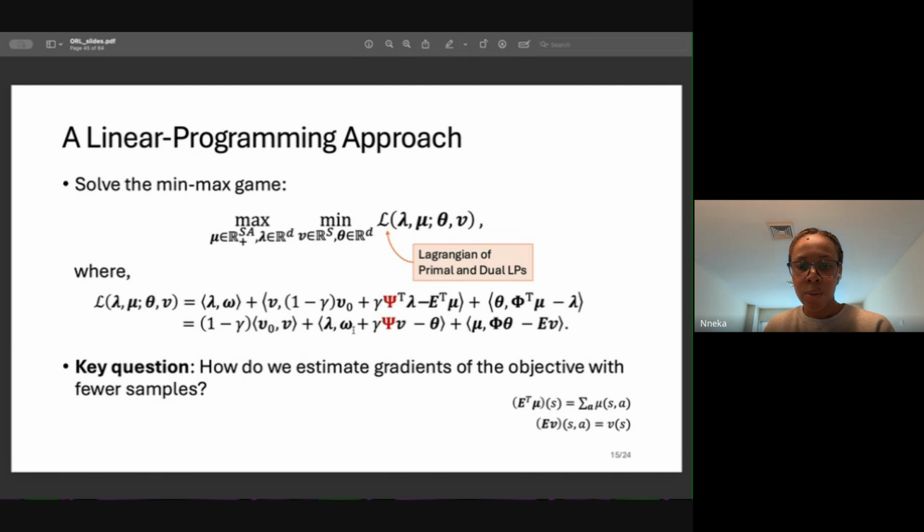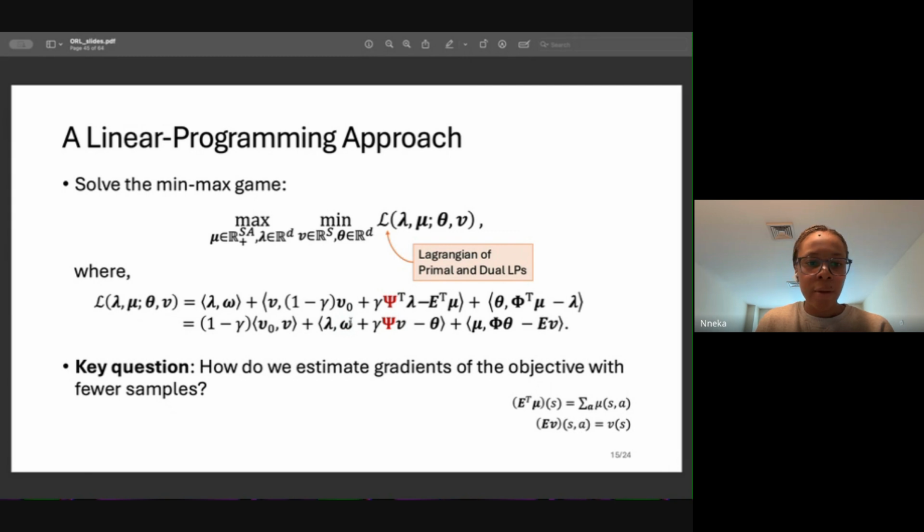And so what I would like to mention is that moving forward, I would assume that the weights corresponding to the reward vector is known or can be estimated, but this work should also be easily extended to the case where this is also unknown with the methods that I'll present now.